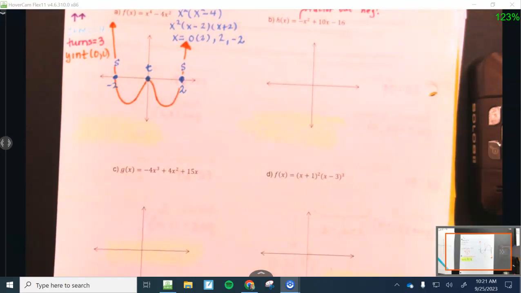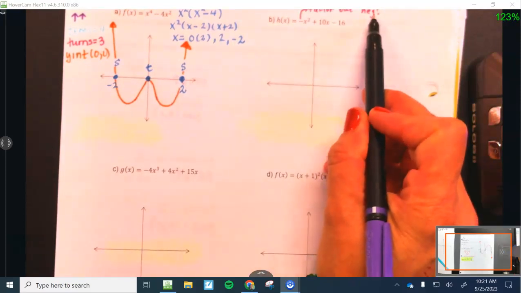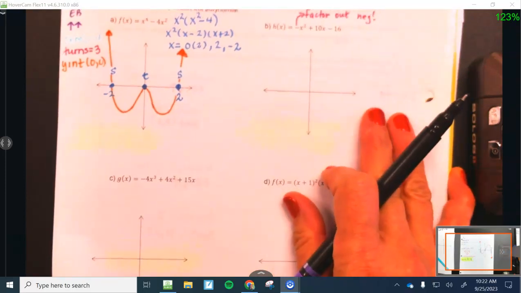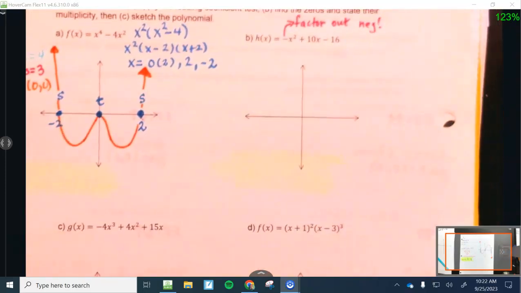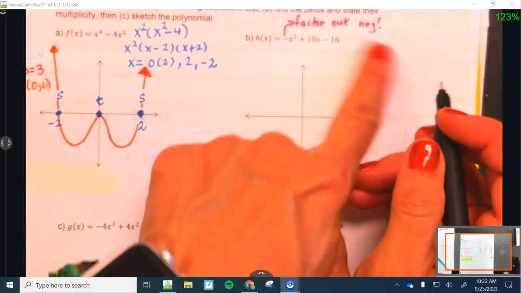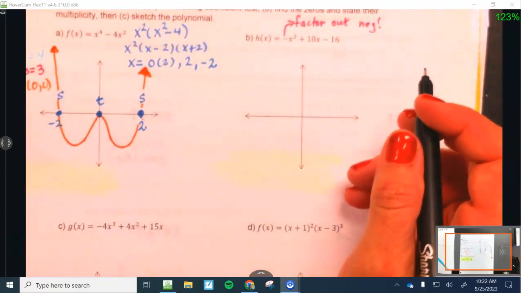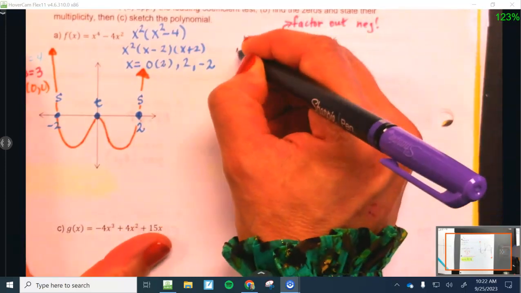Yes? Factor out negative. That's a G. I just can't kind of see what's coming. Oh, I'm so sorry. How about now? Yep. Okay, hold on. There we go. Okay. Okay, factor out the negative when we factor, but let's just look at the attributes.